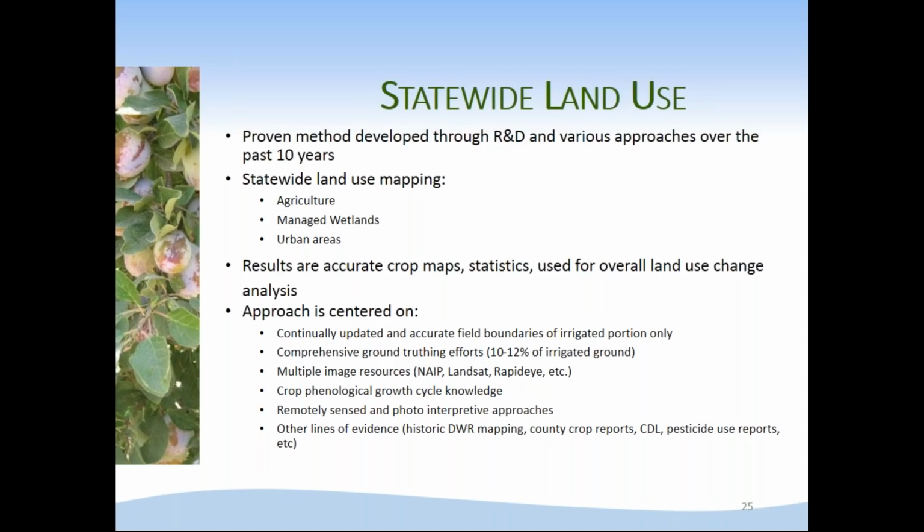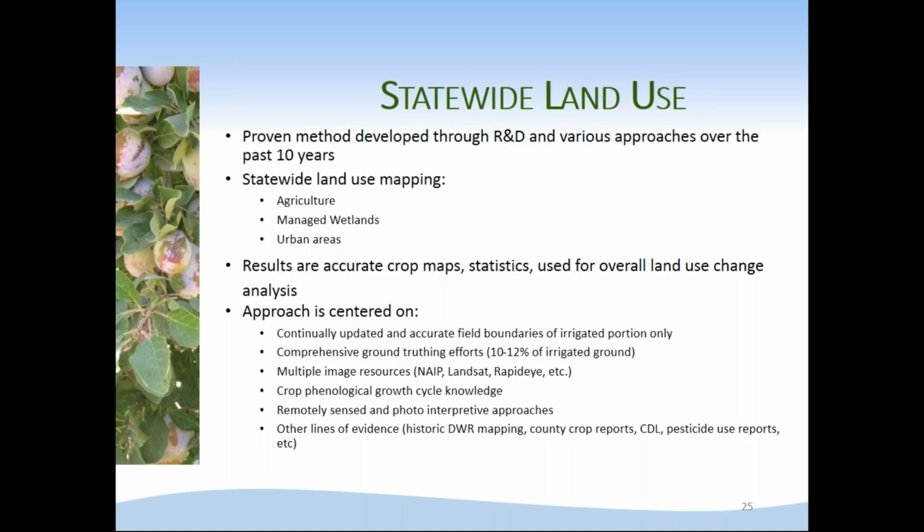The results are accurate crop maps. The accuracy I'll talk about a little bit later, but a precursor will let you know that the overall accuracy is about 96.6% across the landscape. Statistics and that information will be used for overall land use change analysis, and we're very excited and interested to see how you all use the information in the various ways that you will.